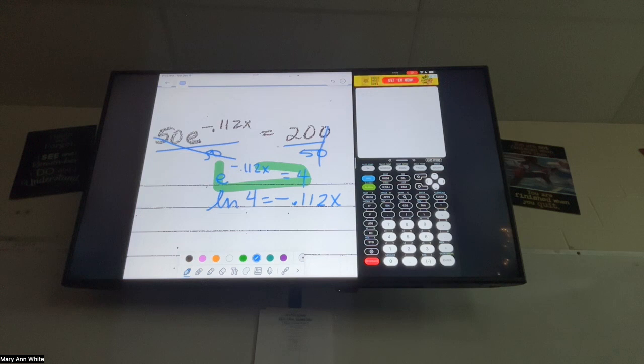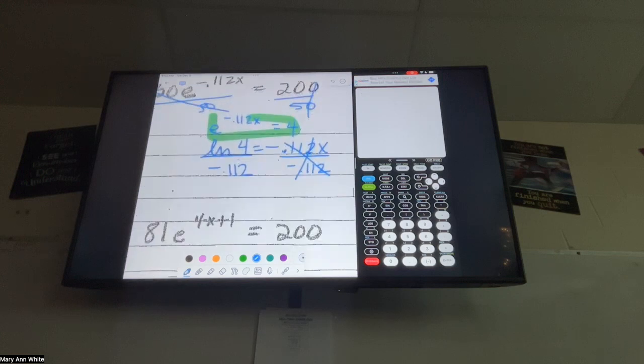Another thing that sometimes I do is I just get x by itself, and then I just put one thing into the calculator. So I know that I'm going to have to divide both sides by negative 0.112. And so now I get to the point that I've got ln of 4 divided by negative 0.112. I can put that all directly in the calculator instead of having to put several things in the calculator. So I'm going to click ln of 4 and then close my parentheses and then divide by negative 0.112. And I get x equals negative 12.3776.